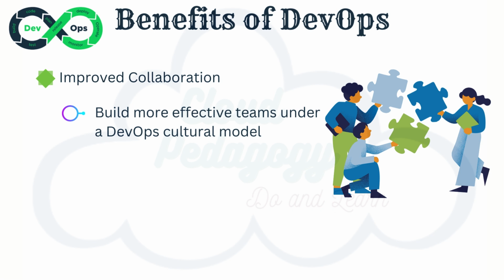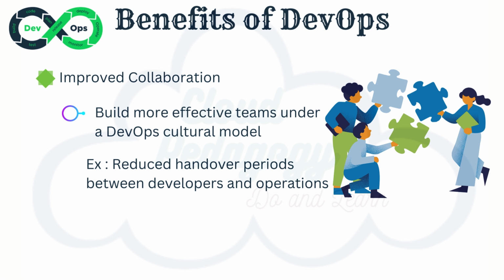It emphasizes values such as ownership and accountability. Developers and operation teams collaborate closely, share many responsibilities, and combine their workflow. This reduces inefficiencies and saves time. For example, reduce handover periods between developers and operations, writing code that takes into account the environment in which it is run.